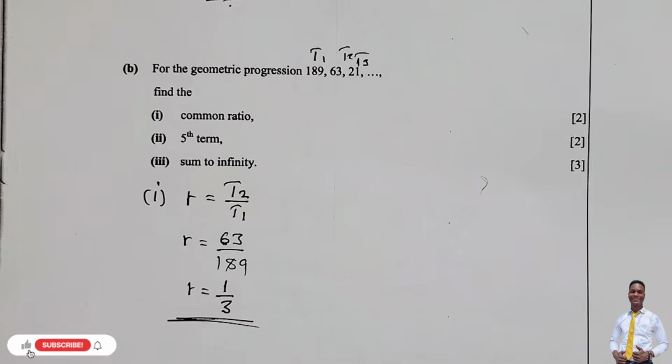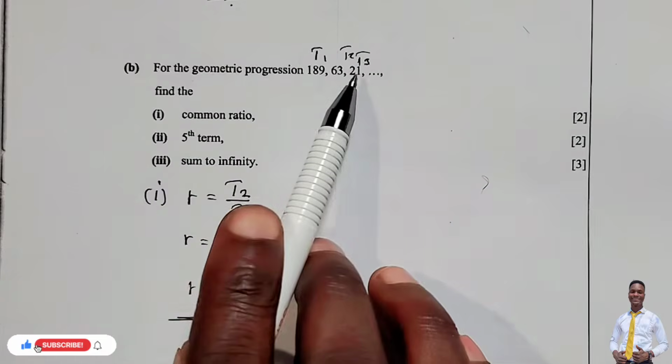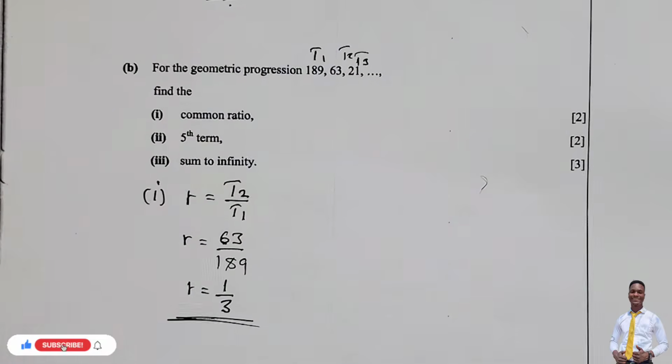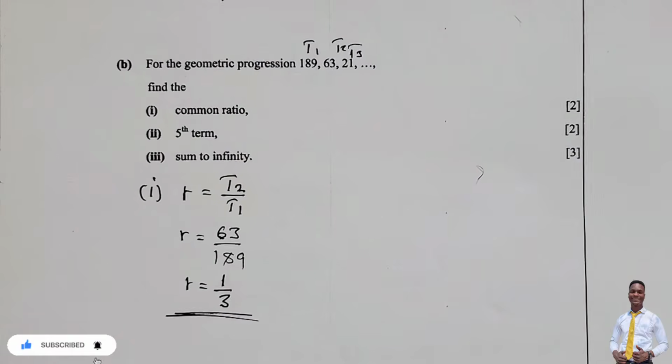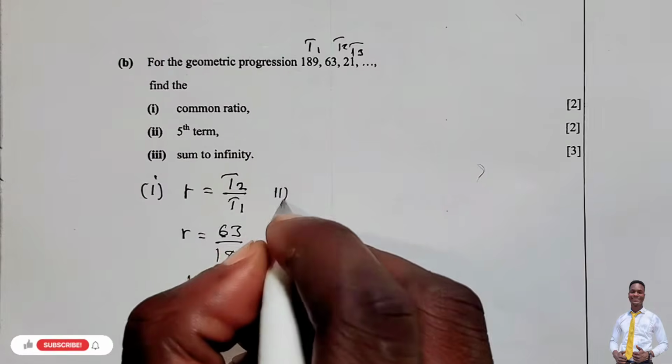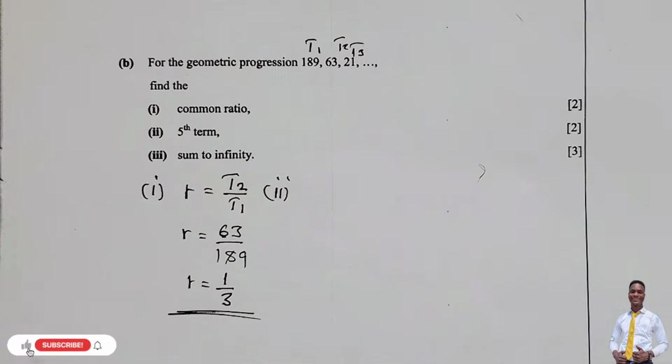It's 1 over 3. If you want, you can use 21 over 63, you still get 1 over 3. Okay, then that's the first question. The second question here is saying find the fifth term.